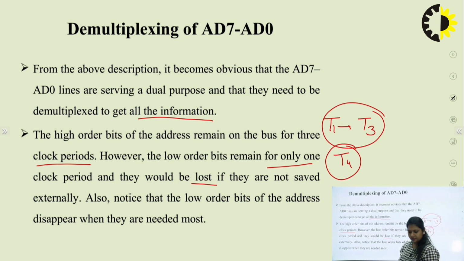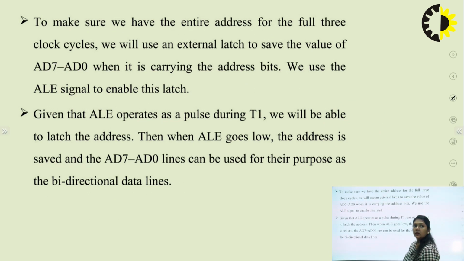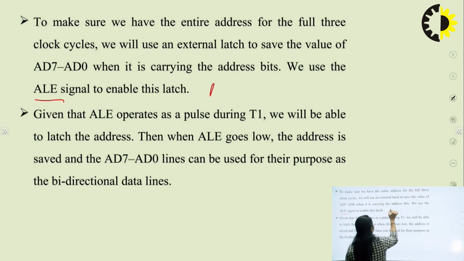So for that, to make sure that we have the entire address for the full 3 clock cycles, we will use an external latch to save the value of the data bits, or we can say AD7 to AD0, when it is carrying the address bits, and we use the enable latch for that, that is ALE. ALE is address latch enable.